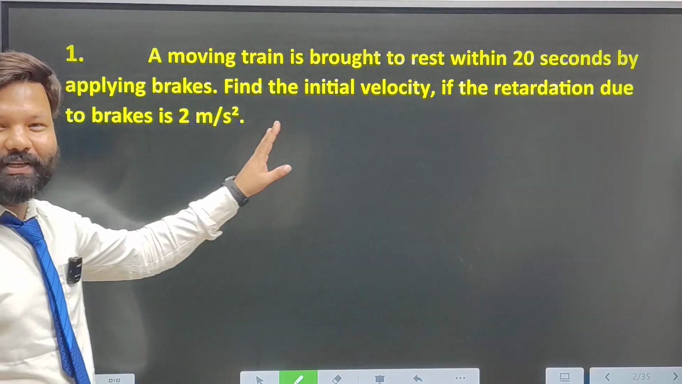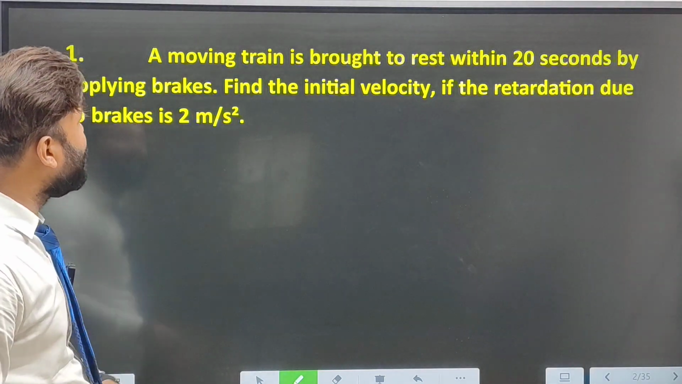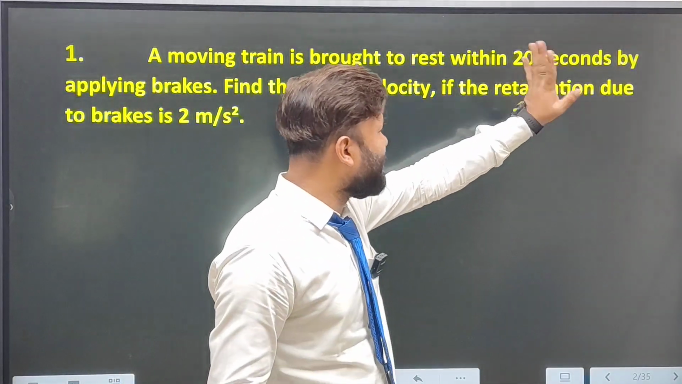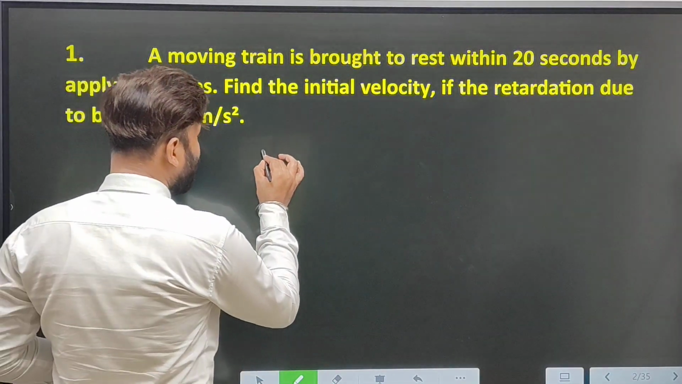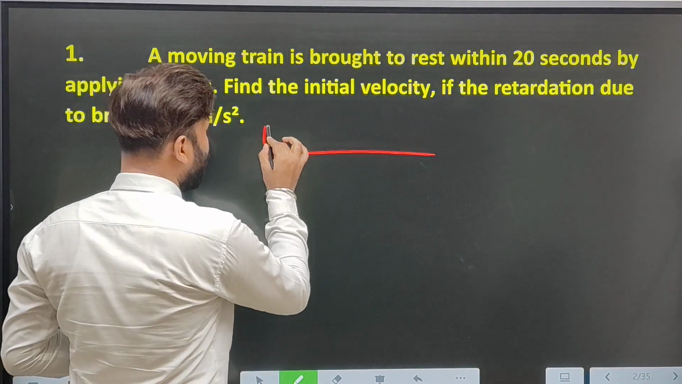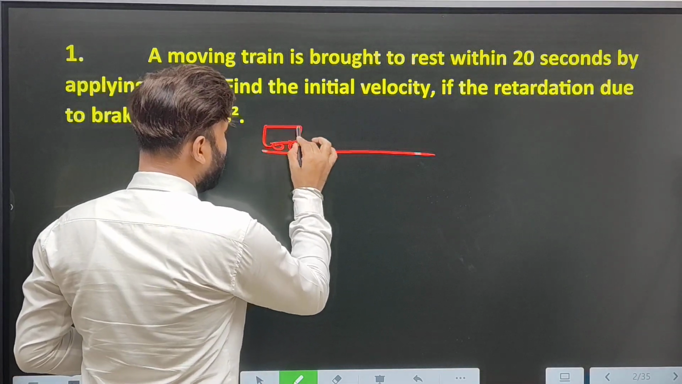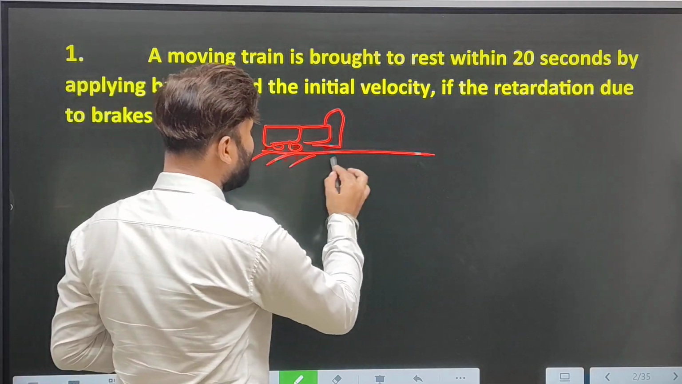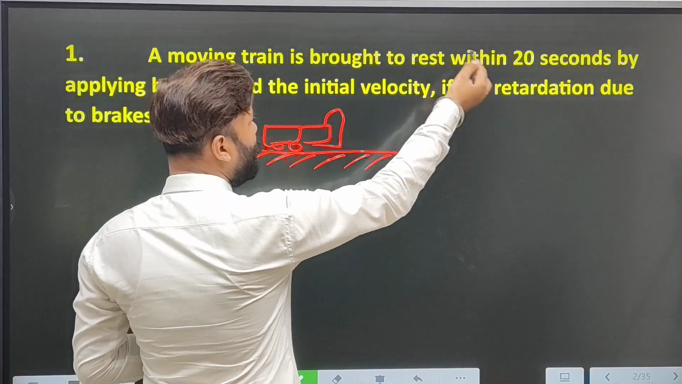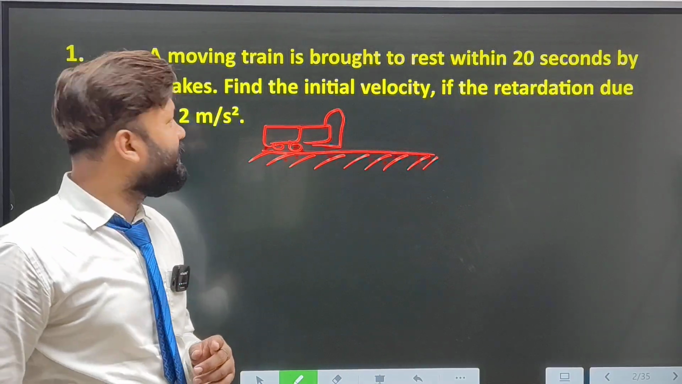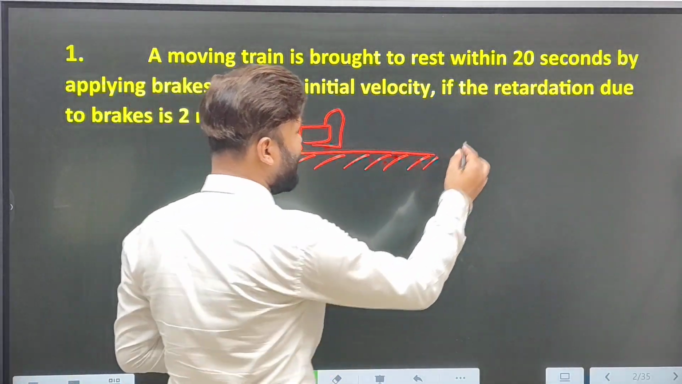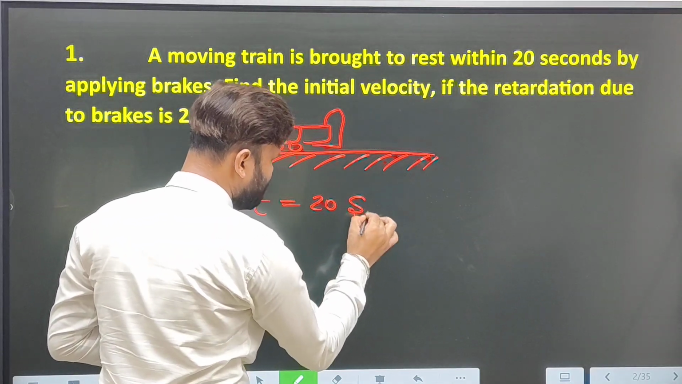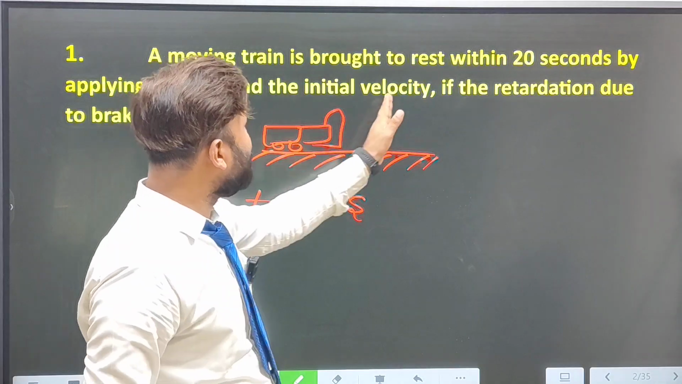So here on the screen the first question is, a moving train is brought to rest. A train is moving and it is coming to rest within 20 seconds. Suppose this is the train which is in motion, and it is brought to rest within 20 seconds. So time is given, 20 seconds.